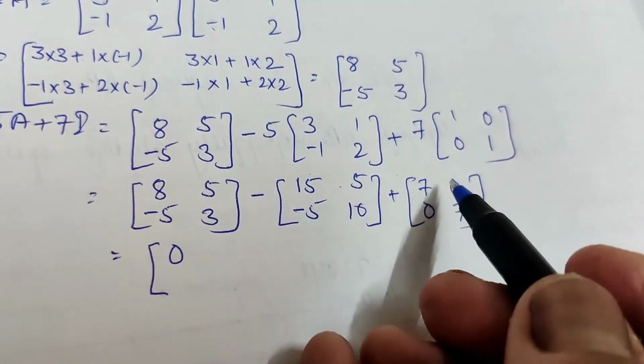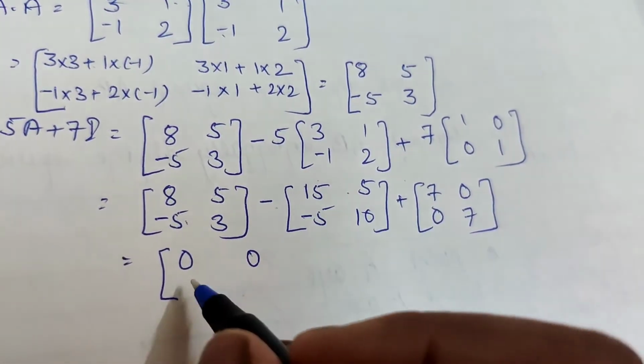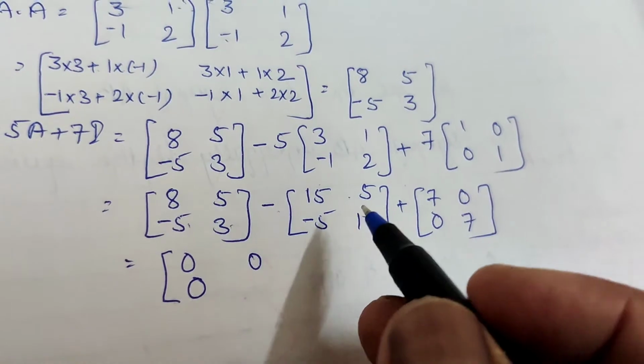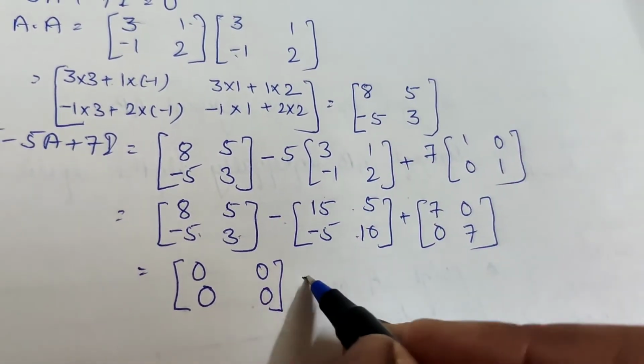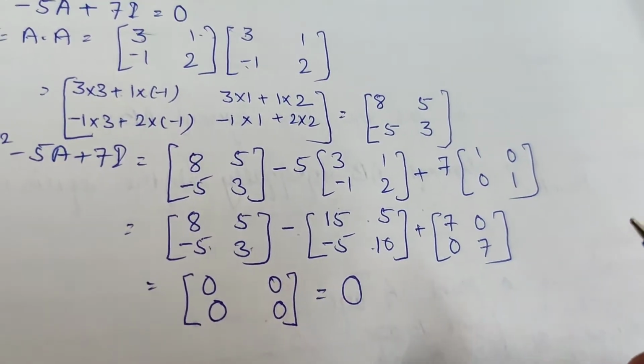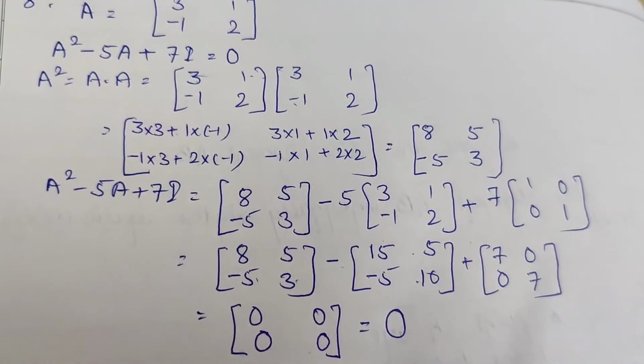5 minus 5, 0, 0. Minus 5 plus 5, 0. And 3 minus 10 minus 7 plus 7, 0. It means this is equal to the 0 matrix. Okay. Now question number 9.